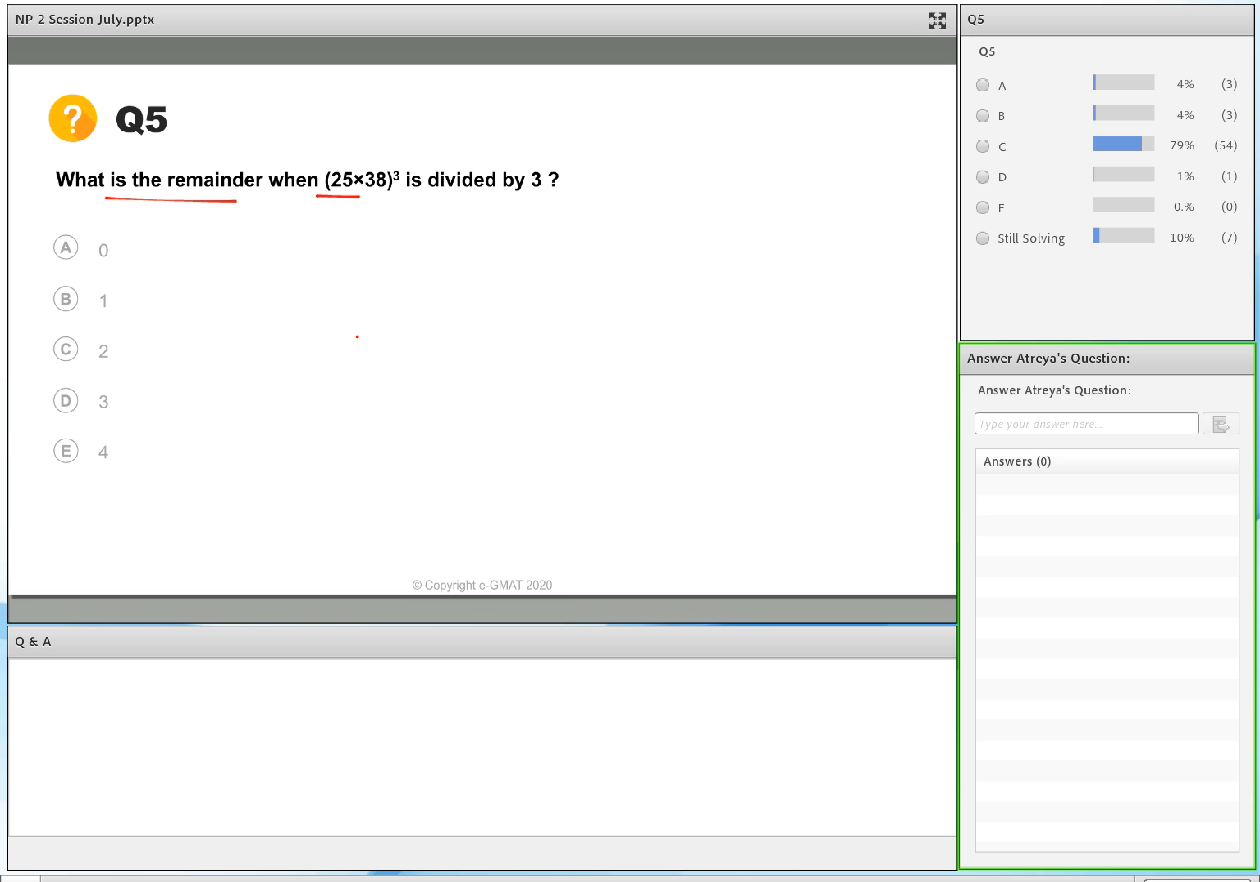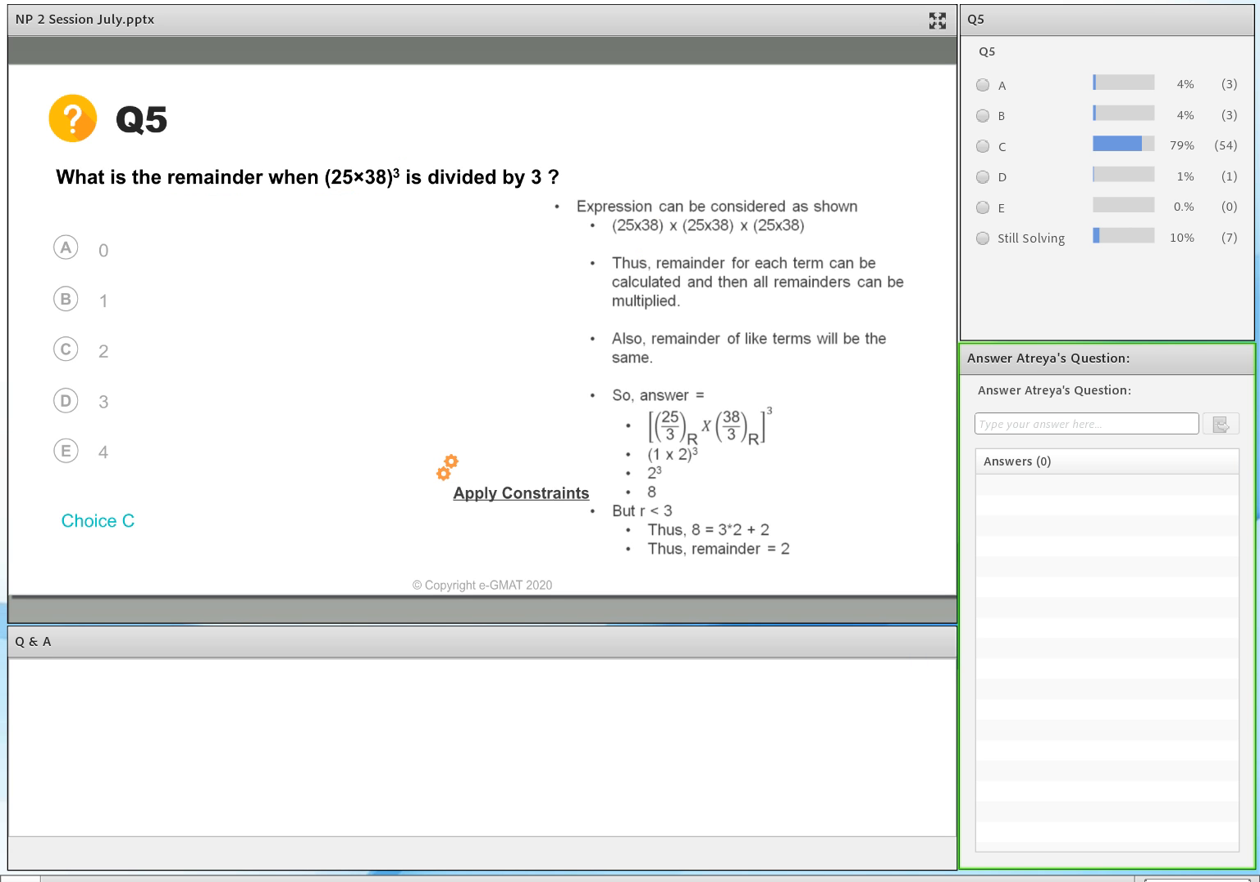Okay, so what do I have over here? 25 times 38 whole to the power 3, right? That's what I'm having over here. Exponents come at the last. I need to first calculate the remainder. So when I divide 25 by 3, what is the remainder? The remainder is equal to 1. When I divide 38 by 3, what is the remainder? The remainder is equal to 2, right? So if I do this, what do I have? I have 1 times 2, and then I'll bring in the exponent. So the final remainder is 2. I have the exponent which is equal to 3. So 2 to the power 3 is the final remainder.